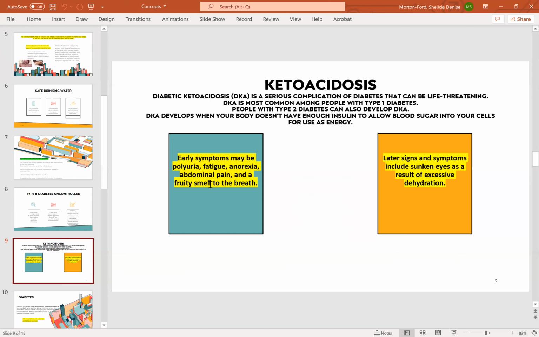So some early symptoms of ketoacidosis are polyuria, that's constant urinating, fatigue, anorexia, abdominal pain, and they will have that fruity smell on the breath. And then the later symptoms include sunken eyes as a result of excessive dehydration.